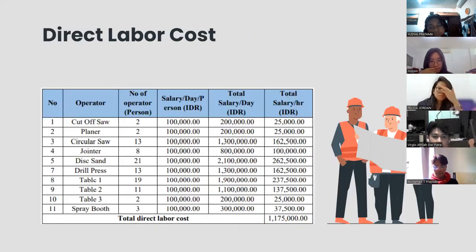Next is direct labor cost. There are 11 operators, and the number of operators is taken from the previous project, and the salary we assume. The total salary is determined by number of operators times salary, and the total salary for all is 1,175,000.